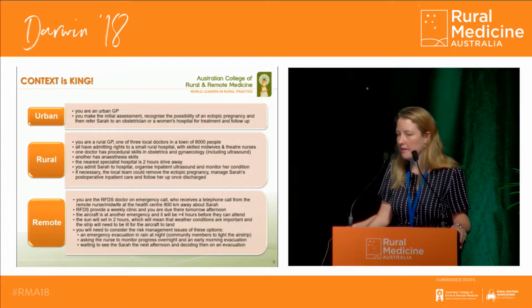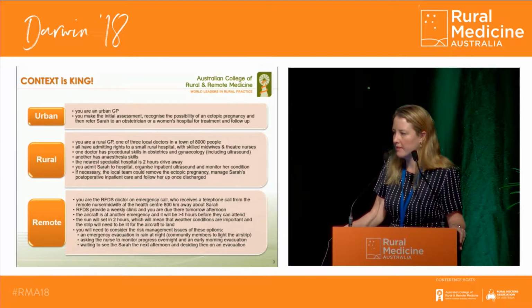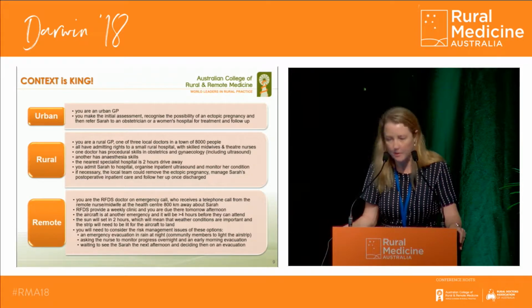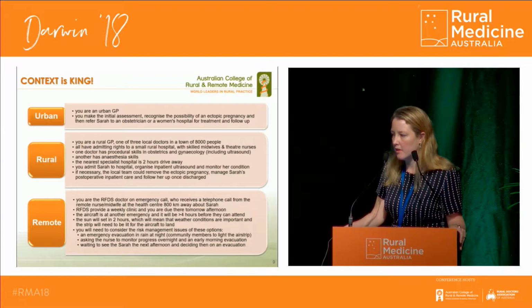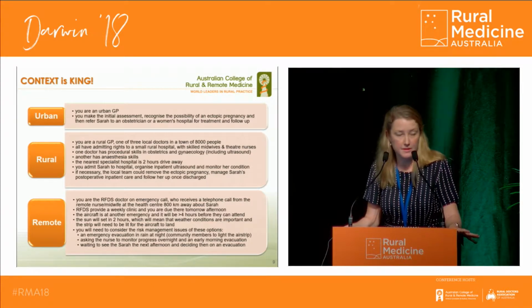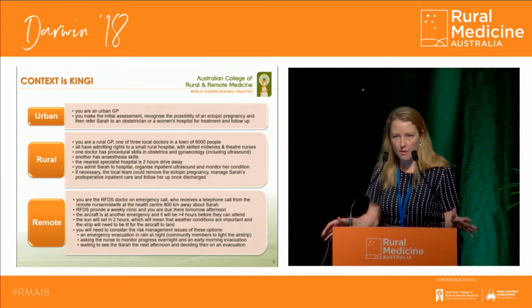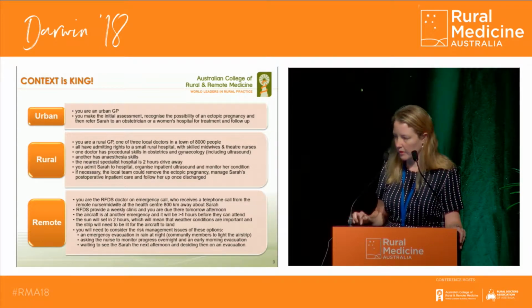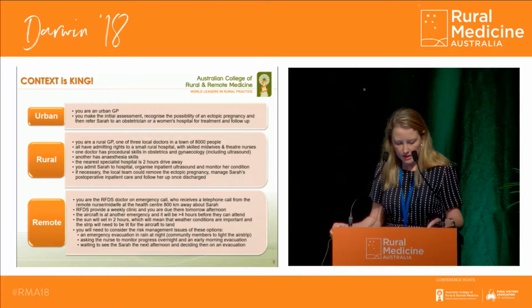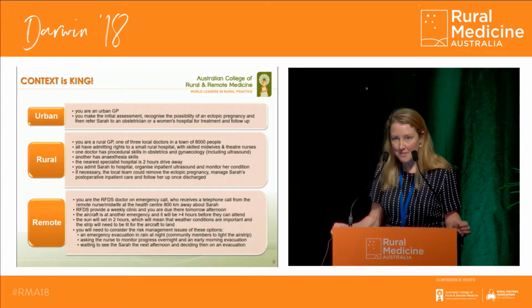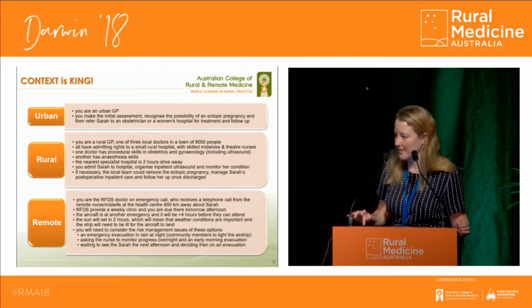In the urban setting, you'd go, she's got an ectopic pregnancy, I'll send her down to the hospital down the road. In a rural setting, you might admit her locally and manage as much as you can. In a remote setting, you're talking about when and how do we retrieve her. So completely different logistics. Context is king in the stamps and context is king in your multiple choice.